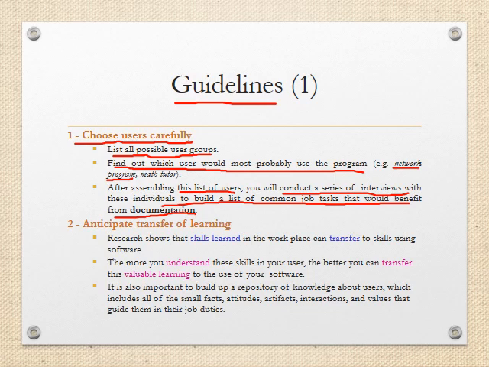The second thing is anticipate transfer of learning. Research shows that skills learned in the workplace can transfer to skill using software. Researchers say that any skill you learn, you can transfer it to use in your environment. The more you understand these skills in your user, the better you transfer this valuable learning to the use of your software.